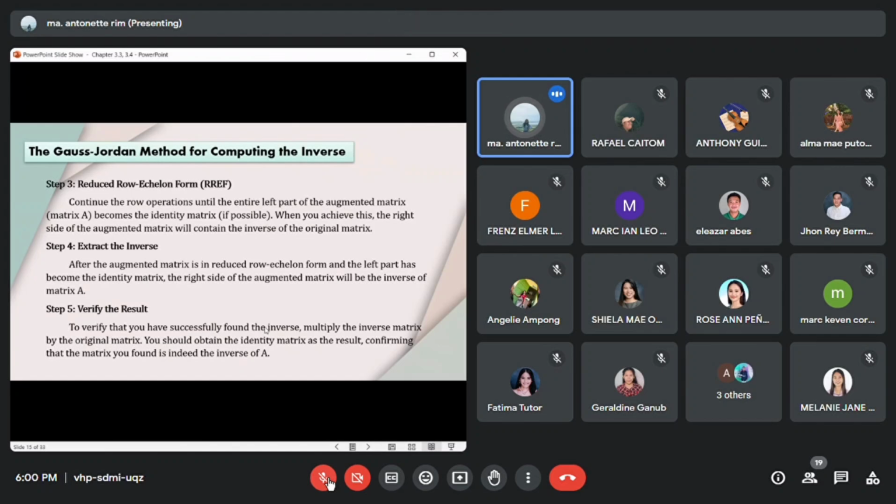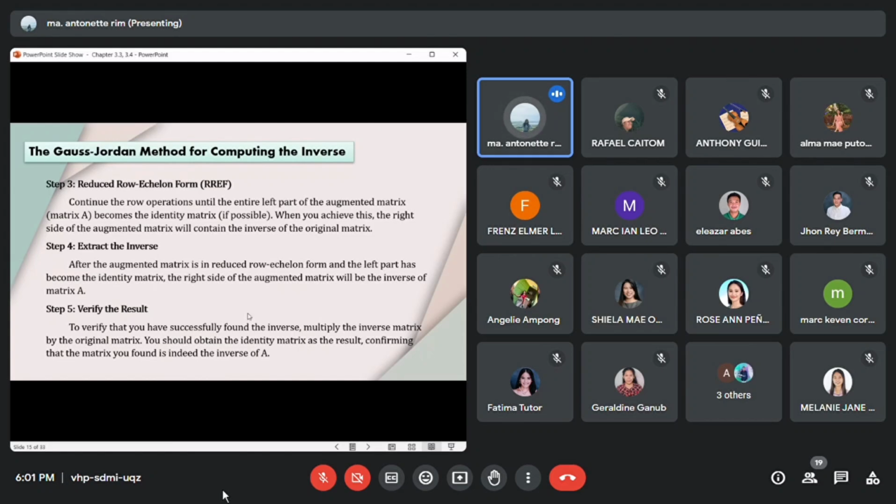How can we confirm that the inverse we got is correct? Okay, thank you, Ma'am Melanie. If we multiply the original matrix and the inverse, the product is the identity matrix. So, correct. If it is the identity matrix, then the inverse we got is correct.